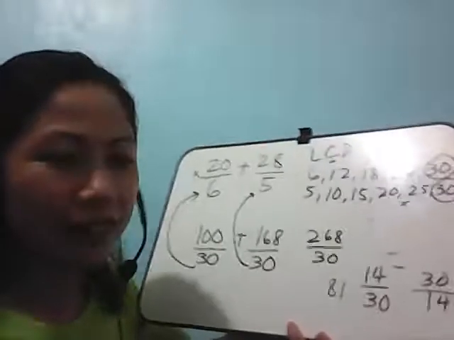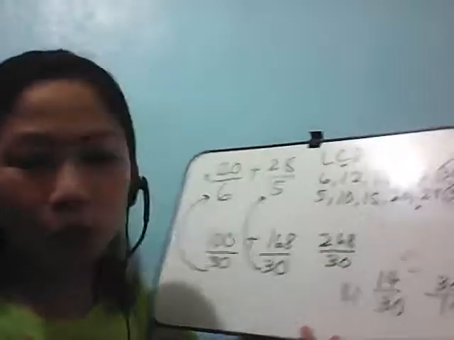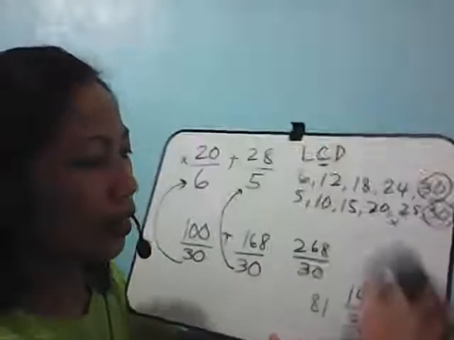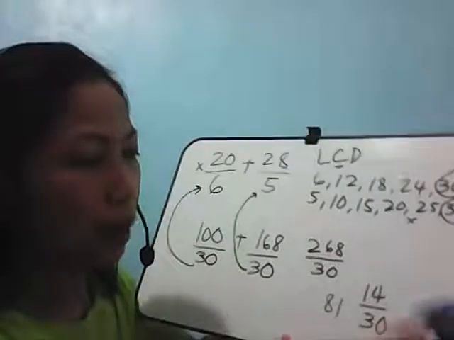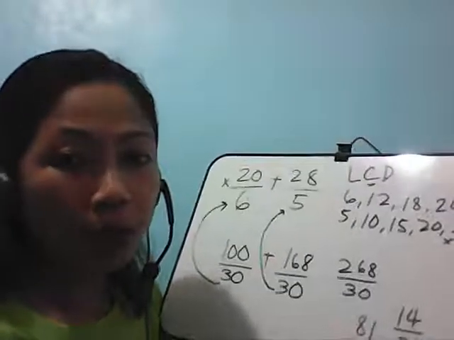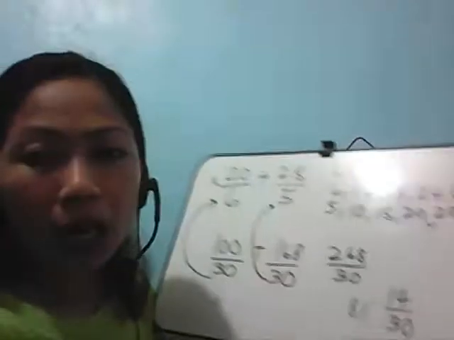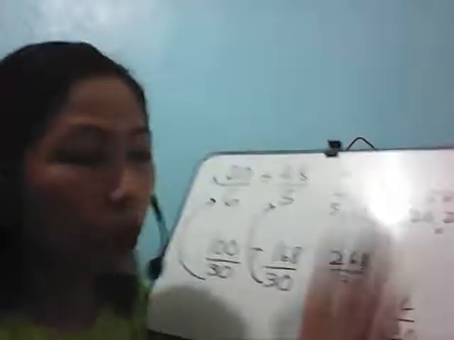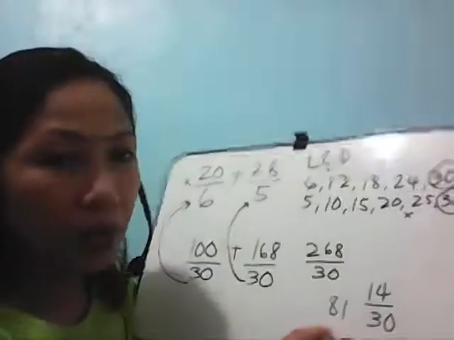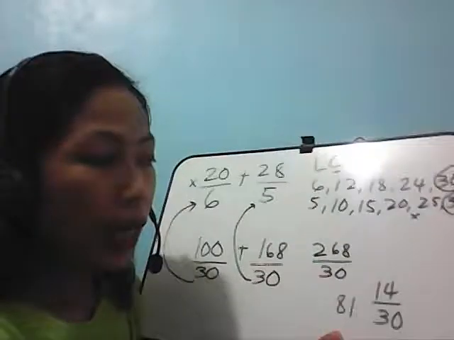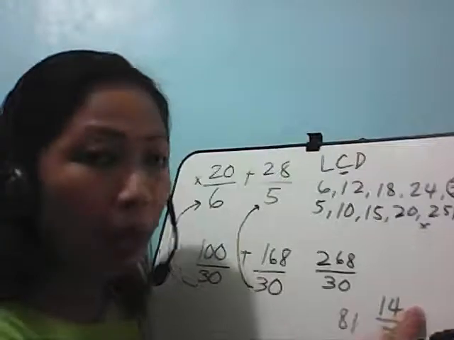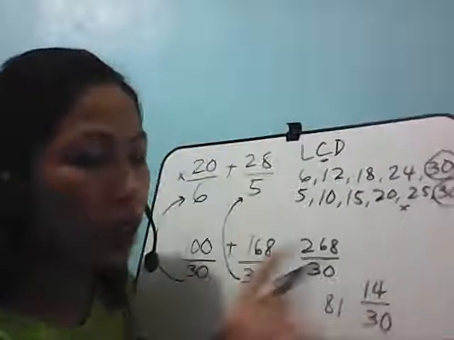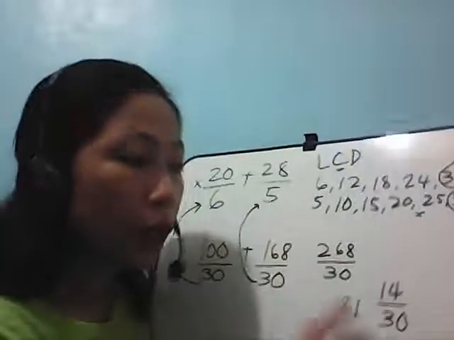Okay, again. Na-erase ko pa tuloy. 'Di ba kanina, ang sagot ay 81. Tapos may remainder na 14. Ang ating quotient which is 81, ito ang magiging bago nating whole number. And then, yung remainder natin which is 14, yan ang magiging bagong numerator. And of course, just copy the divisor which is 30.